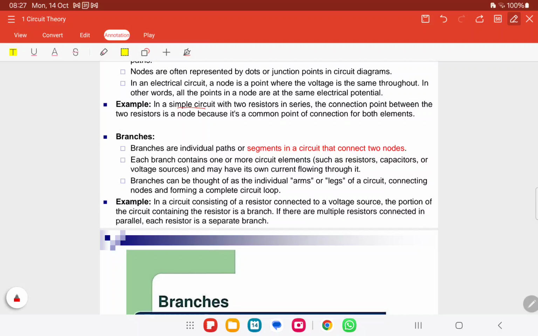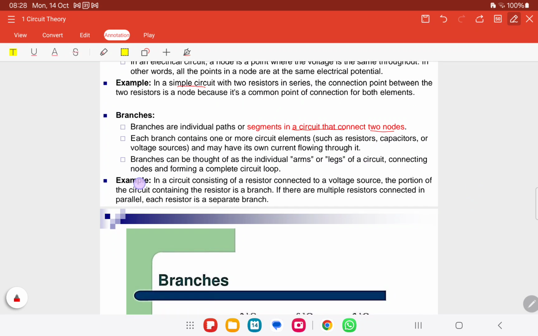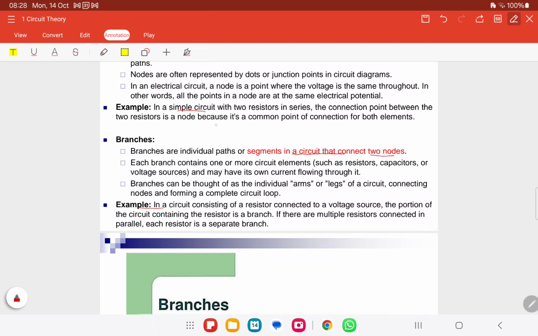Okay, for branches, a segment in a circuit that connects two nodes. Example, a circuit consisting of a resistor connected to a voltage source. Let's try to draw. We have a voltage source connected to a resistor. The portions of the circuit containing a resistor in part and multiple resistors connected in parallel. So it's like this, so this is a branch. This one is not.